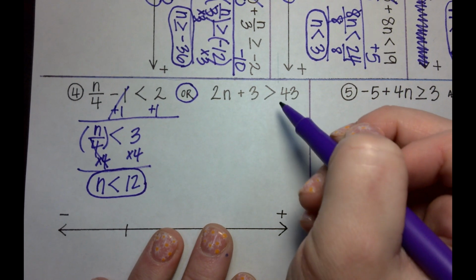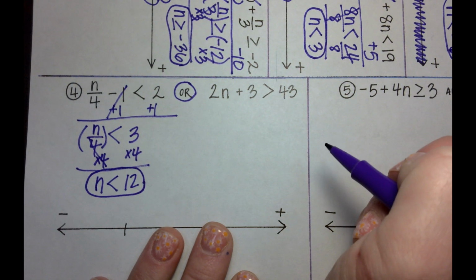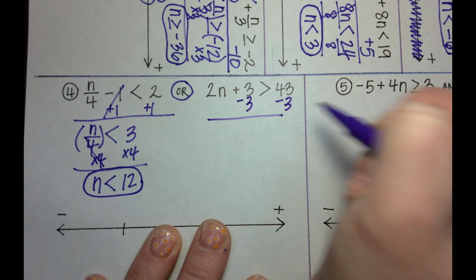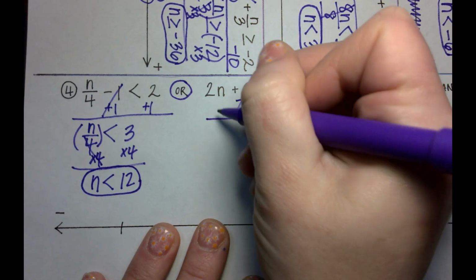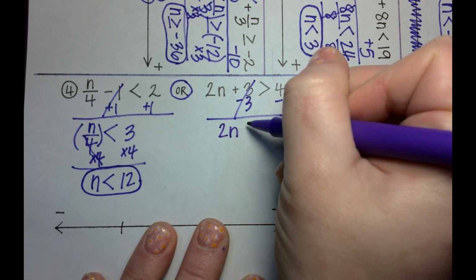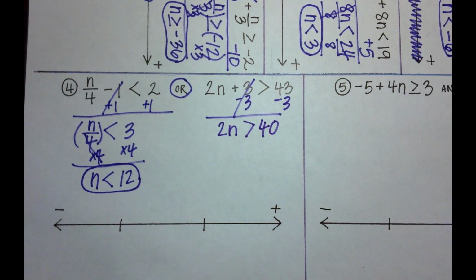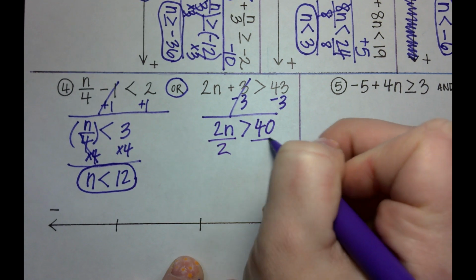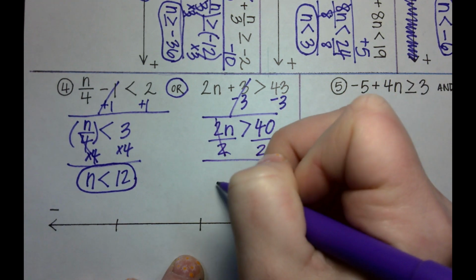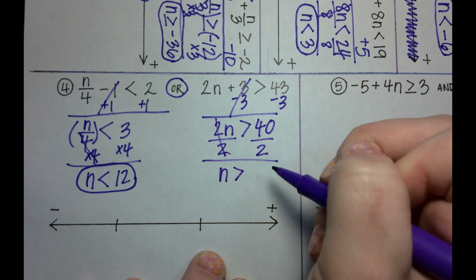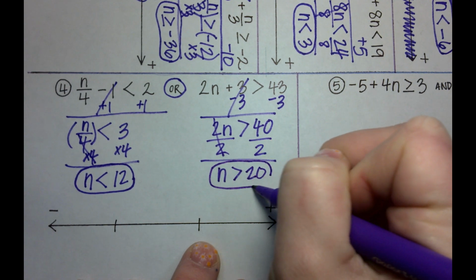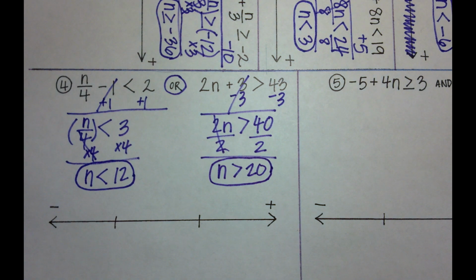I've got 2n plus 3 is greater than 43. What do I do first? Subtract 3. Good. Subtract 3 from both sides. My 3's cancel. I'll bring it all down. I've got 2n is greater than 40. And what's my last step? Good. Divide by 2 on both sides. So I'm going to get n is greater than what? 20. Beautiful. Okay. So I've got n is less than 12, and then I have n is greater than 20.